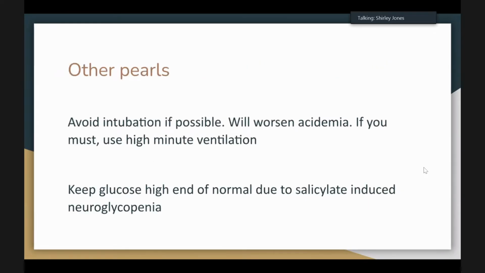Other things to think about: we'd like to avoid intubation if possible, because we are going to take away that respiratory alkalosis, which will worsen their acidosis and make them more toxic and make more salicylate cross the blood-brain barrier. So if you have to intubate them because they're altered, then you just want to use high-minute ventilation. You also want to keep their glucose on the high end of normal because salicylate does this weird thing called neuroglycopenia. Their brain can have low glucose levels and you have no idea because their blood glucose level looks normal, and that's very detrimental to their prognosis.